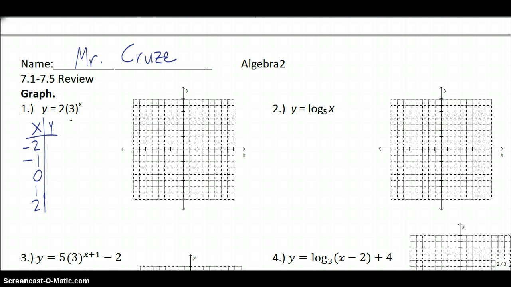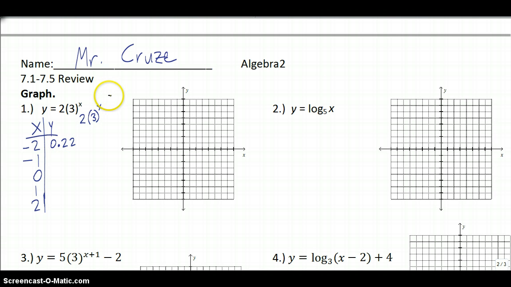Now, a couple ways you can do this. We can just do 2 times 3 to the x if you want. Or you can do 3 to the x, figure that out, and then multiply your y coordinates by 2. Either way works. I'm going to do the first one, so I'm going to plug in all my x values. 3 to the -2: you plug that in your calculator, you get 0.1 repeating, and you double it and you get 0.22. We'll just go with that.